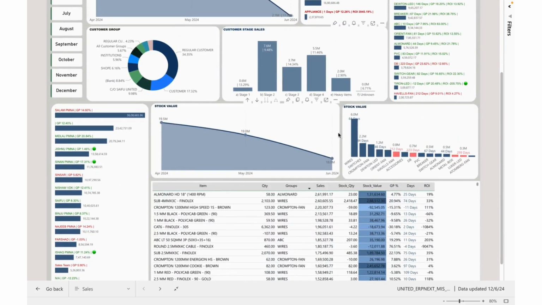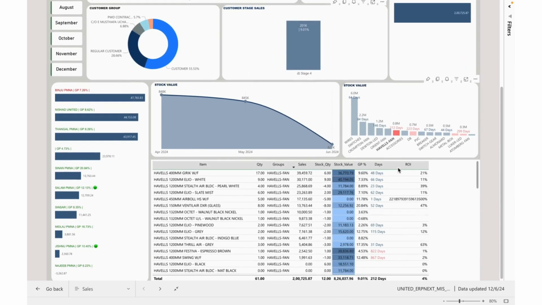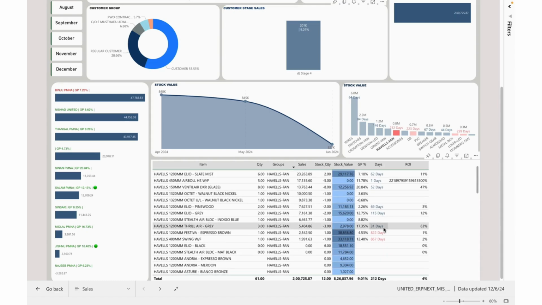Next is the monthly stock range, whether it is increasing or decreasing, and the stock value of each item group or product group. Red indicates that the holding period is more than 1 day. When we click on this red, we can analyze which product has a longer holding period. In that case, the business has to take action to sell out this item immediately, recover the funds, and improve cash flow.